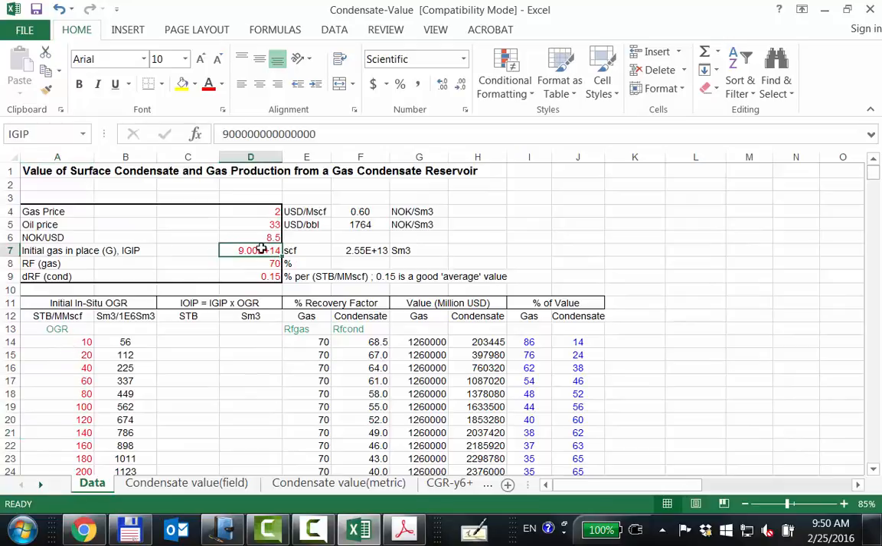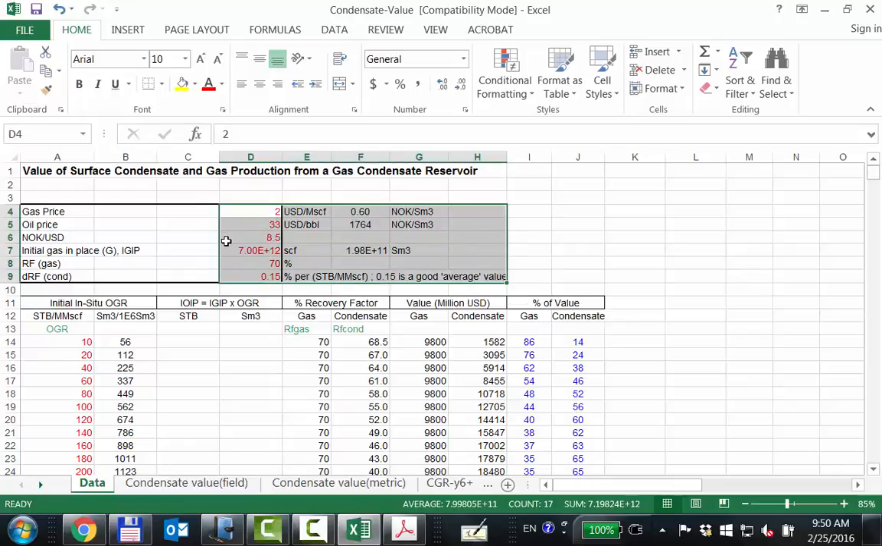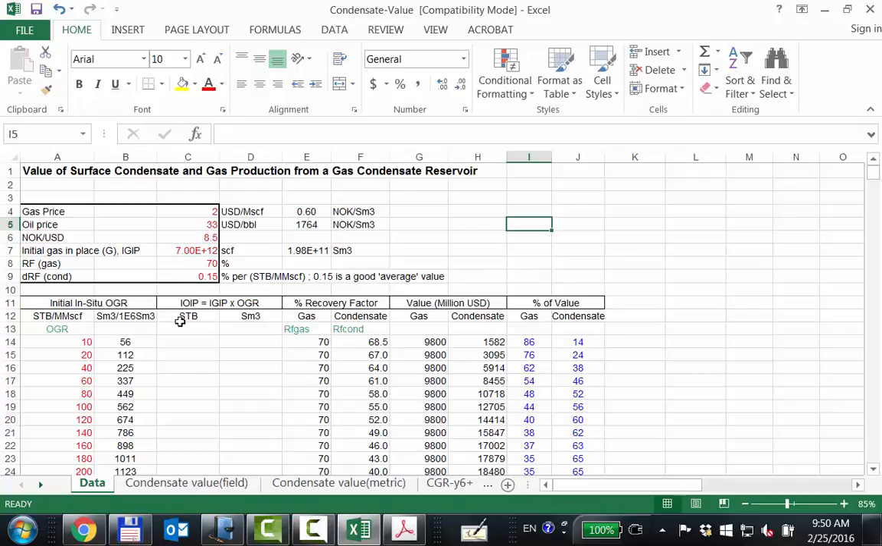So we'll go back to the North Sea reservoir, 7 10 to the 12th. I think that's like Sleipner-like. We have to move these things back again, sorry. Okay. And so we've got our gas in place. Now to get the oil in place, we have to multiply by the OGR.